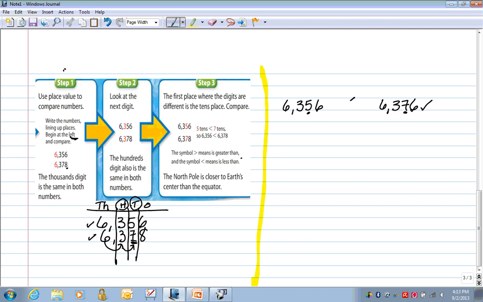So I can use the symbol like this. Remember, the closed end here means it's pointing to the smaller number. The bigger opening points to the bigger number. So we would read the 6,356 is less than 6,376. We could also write it like this if our numbers were switched around. 6,376, put my 2 dots because that's the bigger opening, is greater than 6,356.